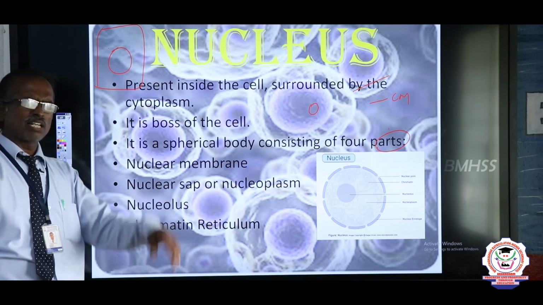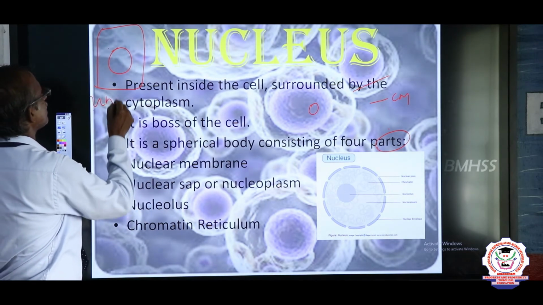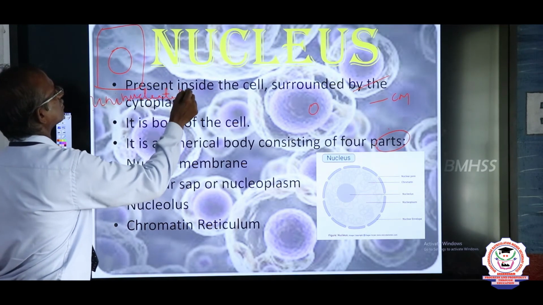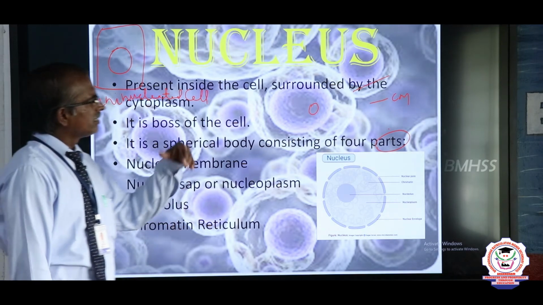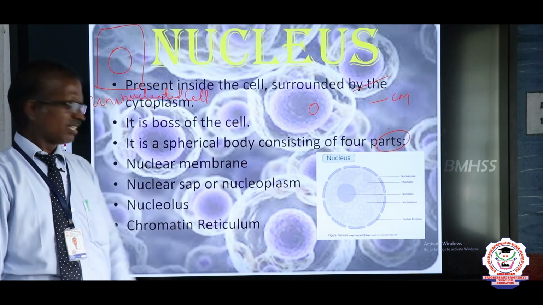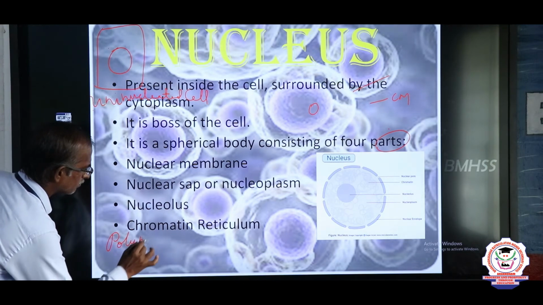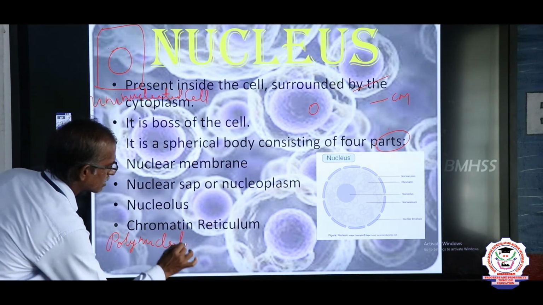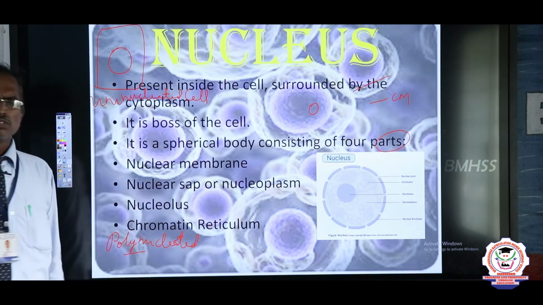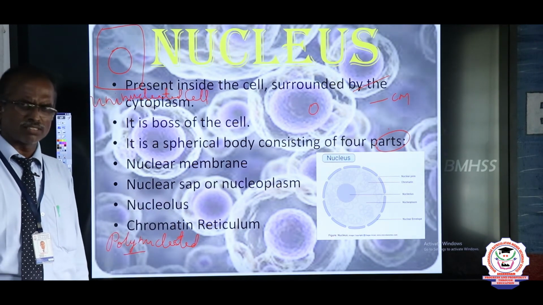In some cells there is only one nucleus. That cell is called a uninucleated cell. In case more nuclei are present within a single cell, we call it a polynucleated cell, meaning many nuclei. Example: our skeletal muscle cells, where many nuclei are present.